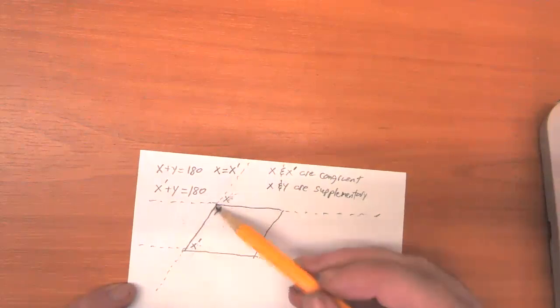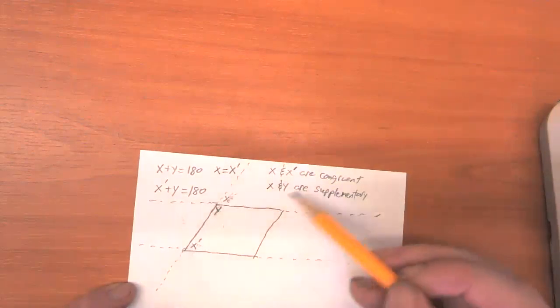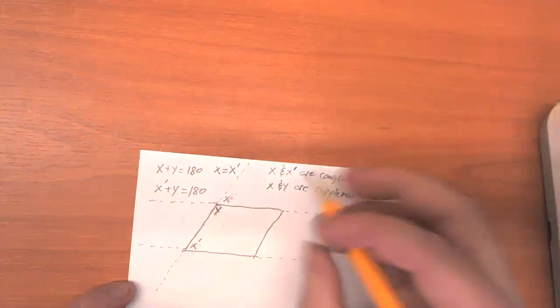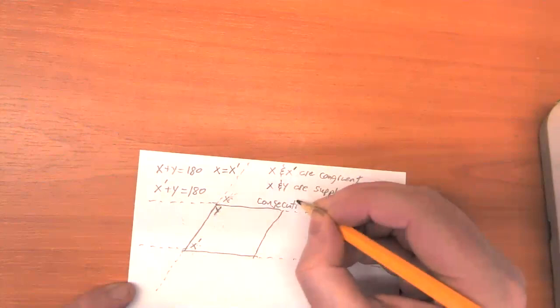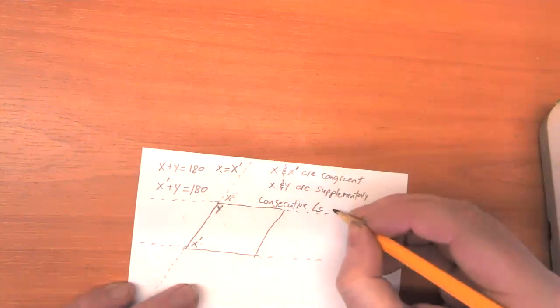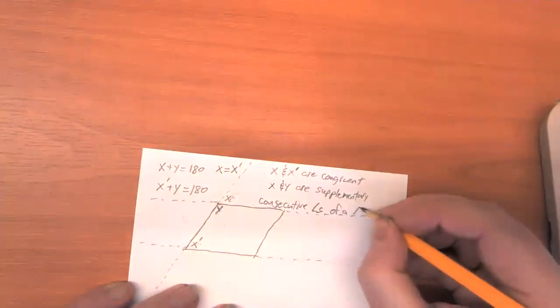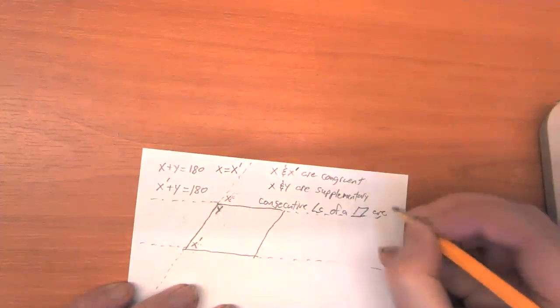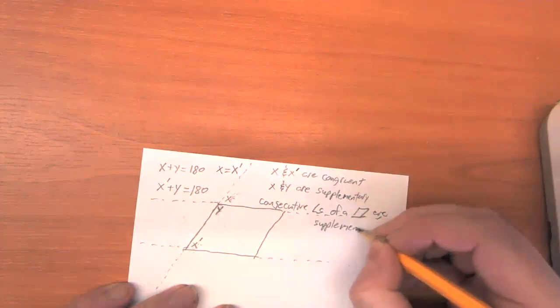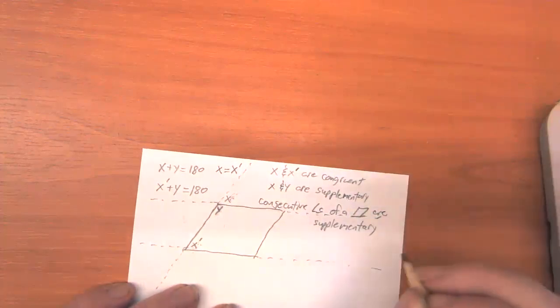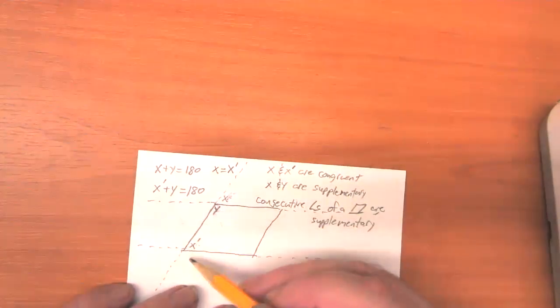But these are the consecutive angles of this parallelogram. So what we just showed is that the consecutive angles of a parallelogram are supplementary. They add up to 180 degrees. Okay, so that was pretty cool.